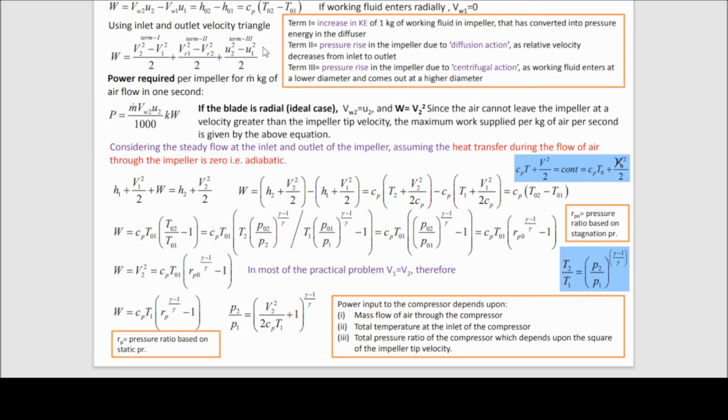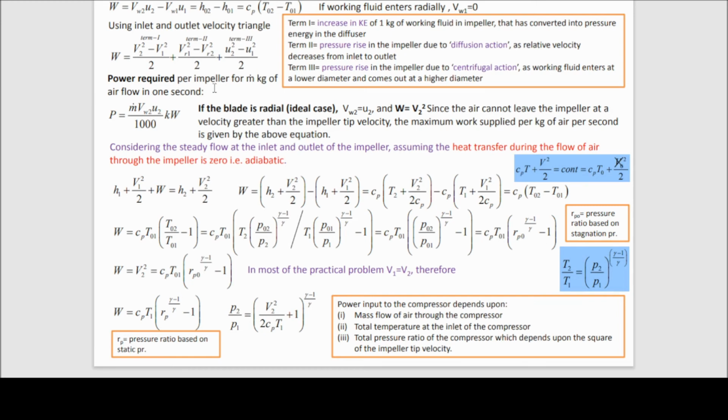Here also there is a change in the blade velocity from the inlet to the outlet. Because of that blade velocity change, again a pressure rise happens in the impeller due to centrifugal action, as the working fluid enters at a lower diameter and comes out at a higher diameter. Because of the diameter difference, the tangential velocity is different.